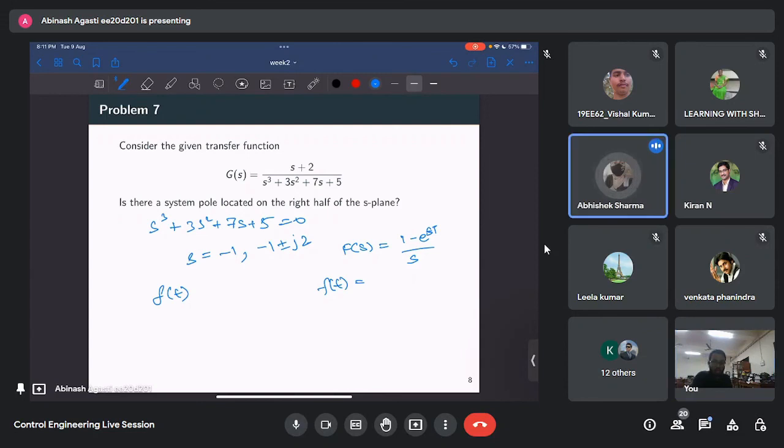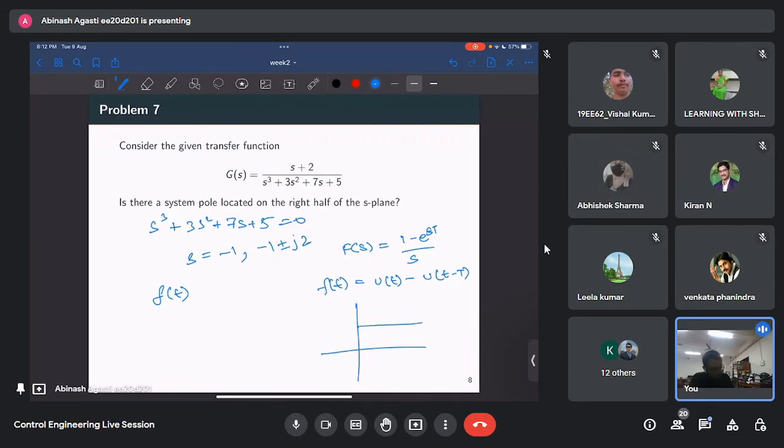So u of t minus, this is just a time shift, right? So this is minus u of t minus t, right? Correct. So we saw this today, no? If I have u of t and I subtract u of t minus t, then what I get is a pulse of width t. This is a pulse.